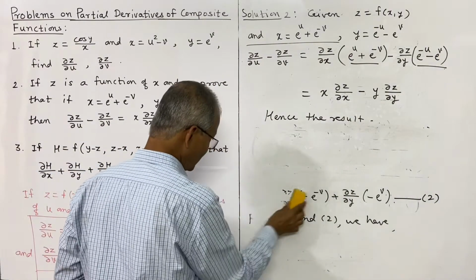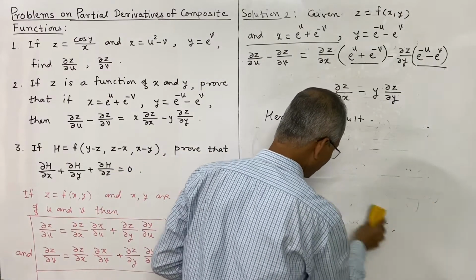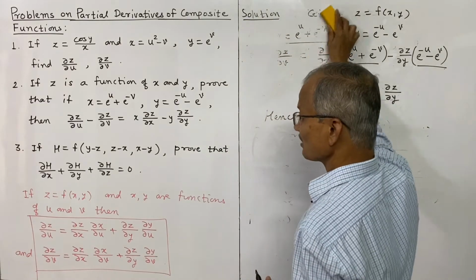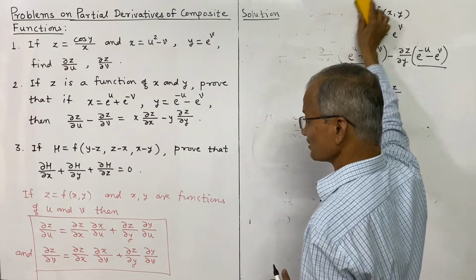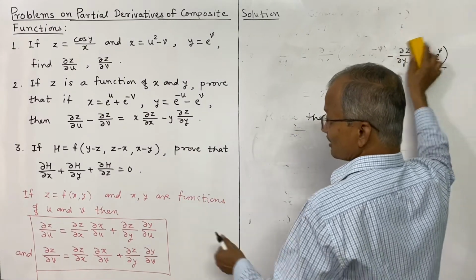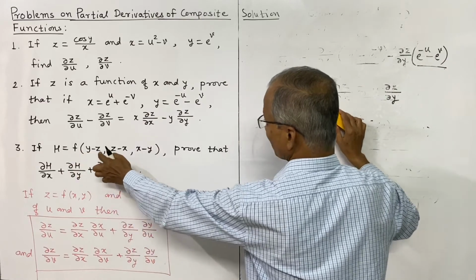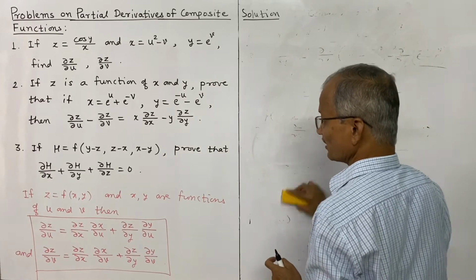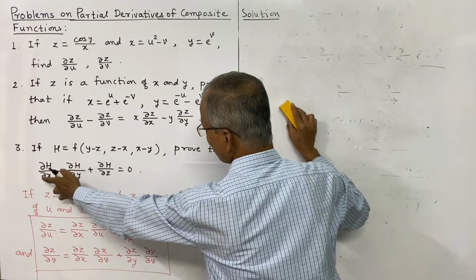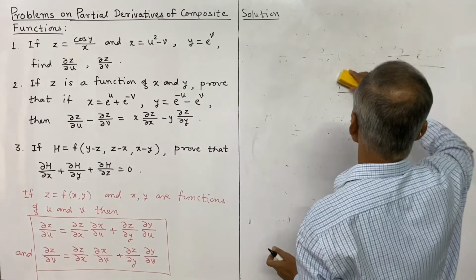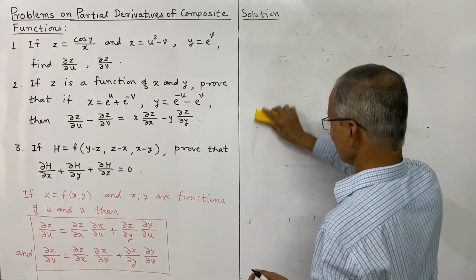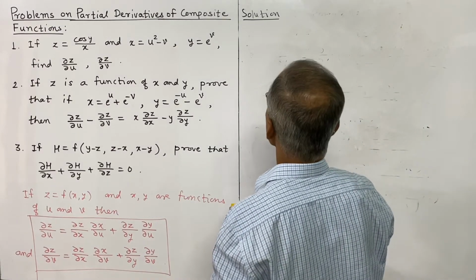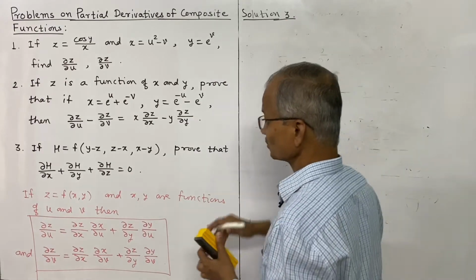Now we shall solve the third one. See, the third problem is, observe it: if h is a function of y minus z, comma z minus x, comma x minus y. Actually h is a function of three variables of this type in terms of x, y and z, and then we have to prove that the partial derivative of h with respect to x plus that with respect to y plus that with respect to z is equal to 0.